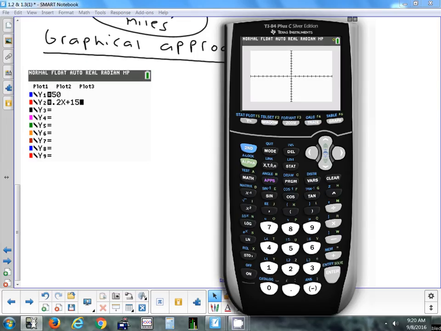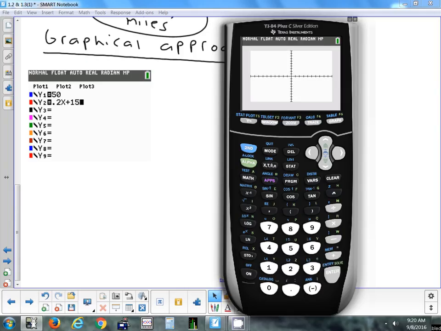Okay, as long as the little yellow circle's going in the upper right, it means it's doing something. Let's wait and see what happens. And I have nothing on the screen. How come? What's wrong here? There should be something on the screen. I typed something in. Yeah? Our window isn't high enough. Yeah, the window isn't high enough.